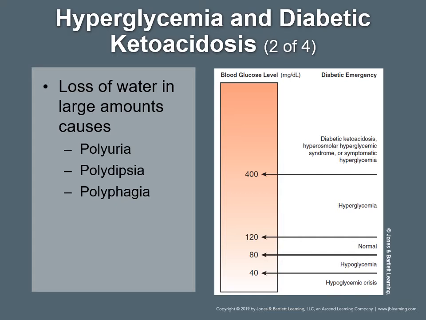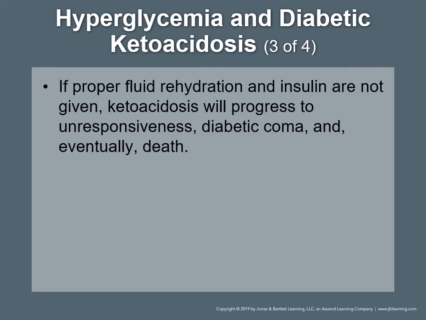In patients with DKA, hyperglycemia continues. The loss of water in large amounts causes the classic symptoms of uncontrollable diabetes. This is the three P's: polyuria, polydipsia, and polyphagia. When fat is used as an immediate energy source, chemicals called ketones and fatty acids are formed as waste products and are difficult for the body to excrete. Large quantities of ketone bodies in the bloodstream cause a decrease in the blood's pH and result in metabolic acidosis. The ketones are responsible for the sweet, fruity breath odor associated with DKA.